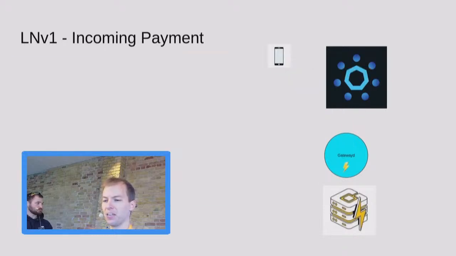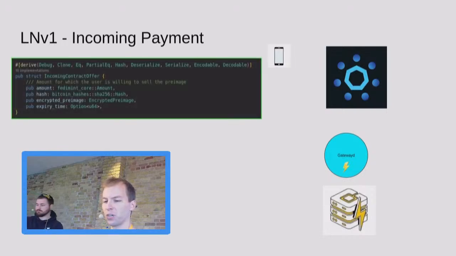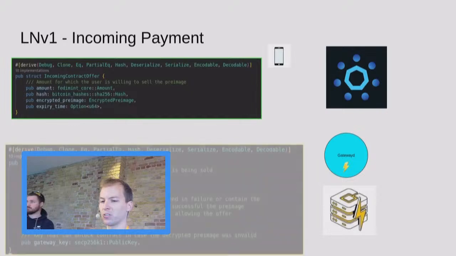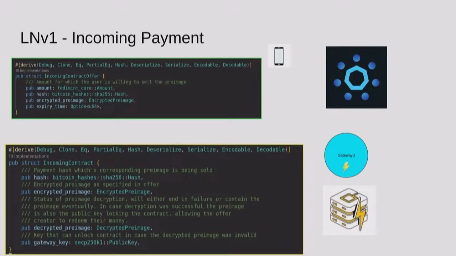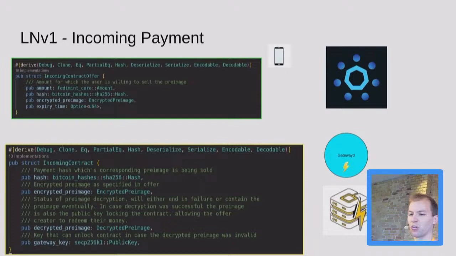Okay, incoming. How does incoming work? So in LNV1, we have sort of two constructs. We have what's called an offer, or incoming contract offer, and the actual incoming contract. So the way to think about this is the offer is sort of the amount that, as the comment says, the user is willing to sell the pre-image for. So the user essentially puts up the pre-image with an amount for sale, and crucially, the pre-image is encrypted to the federation's public key. So it can't just be stolen without ecash being paid to the user.